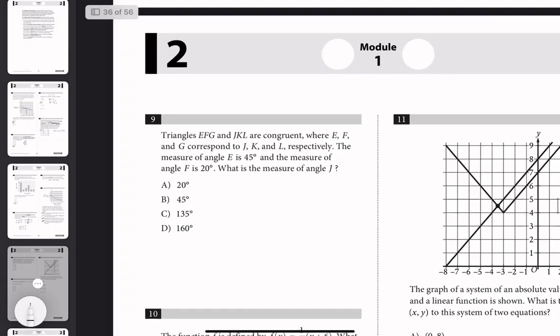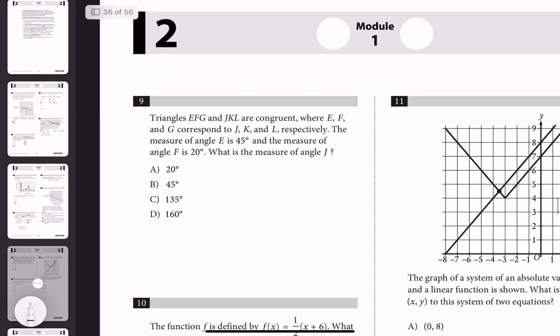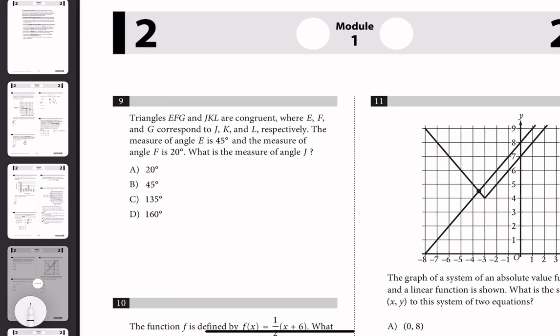I know I'm going a little fast, but you need to work on pacing for the actual exam, so that's why we're going at this speed.